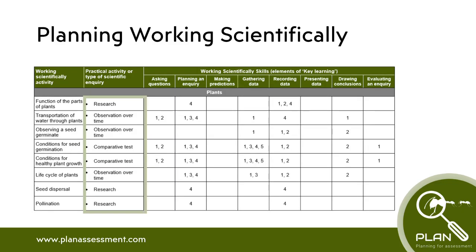The document also indicates for each working scientifically activity whether it is most commonly done as a practical activity or scientific inquiry. If, as a scientific inquiry, the likely type or types of scientific inquiry are indicated. It is possible that these working scientifically activities can be done as different types of scientific inquiry to those indicated. The Planning Working Scientifically documents are available as Word documents, so schools and teachers can edit them to reflect their school's plans.